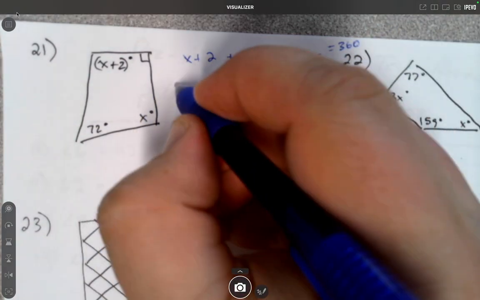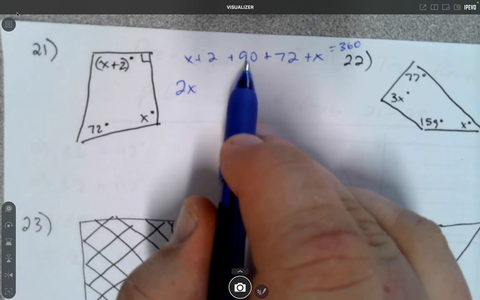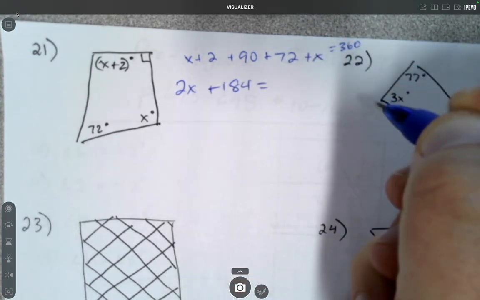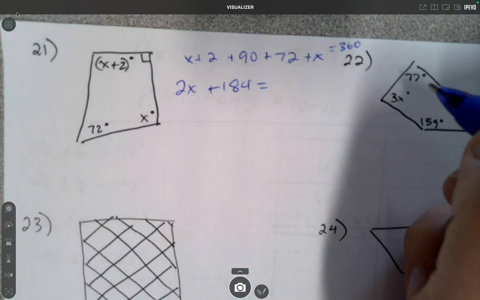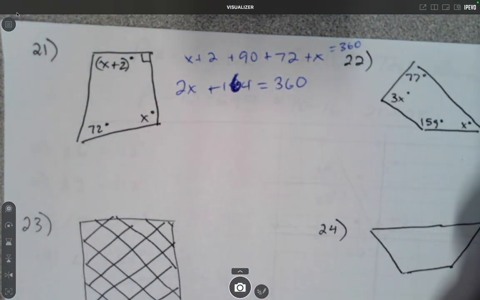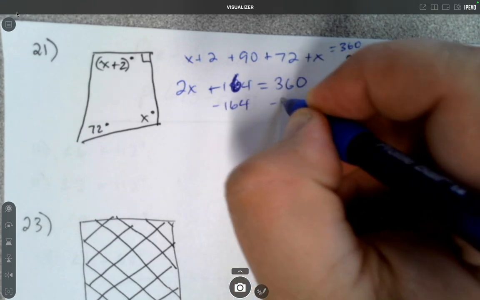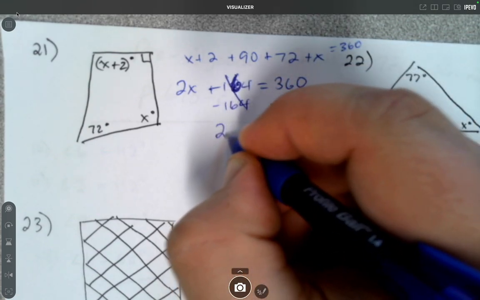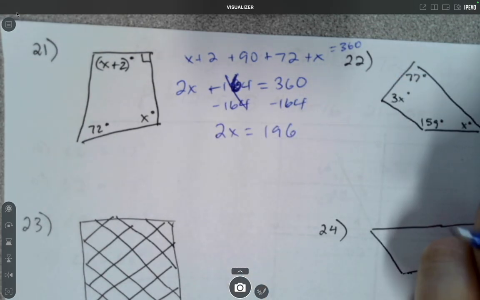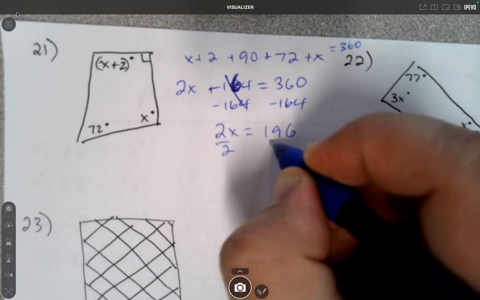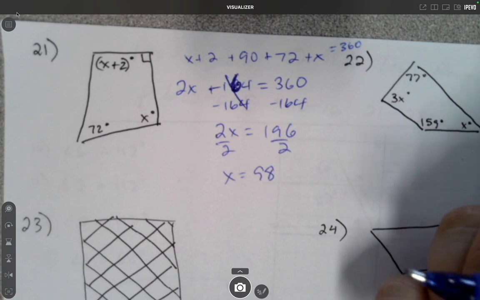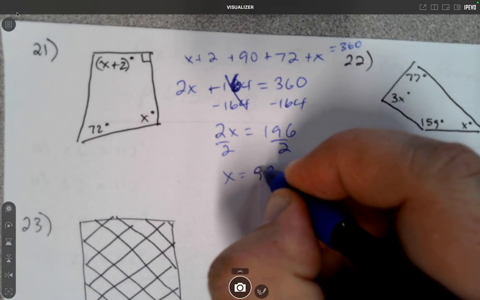x plus x is 2x. 2 plus 90 is 92. 92 plus 72 is 184. No. Sorry, 92 plus 72 is 164. My fault. Bad mental math on that one. So we subtract 164 from both sides. That will give us 196. Then we divide both sides by 2. We get x equals 98. So x is equal to 98. That's the first part of our answer.